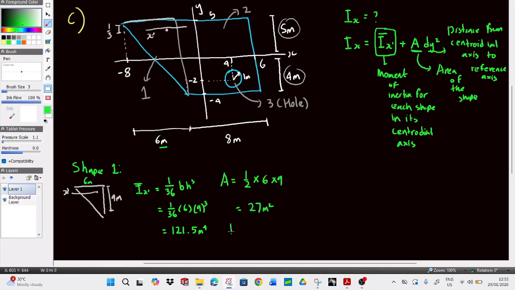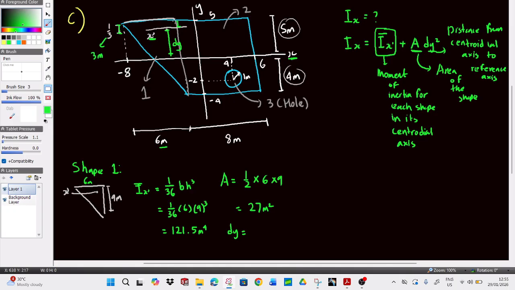And how about your dy? Okay, so our dy is what in this case? Because our reference axis is here, our dy again is the distance from this axis, our centroidal axis x prime, to the original axis x. So this is our dy. Okay, so in this case, since I mentioned that this is 1/3 of the original axis, this is basically 3 meters.